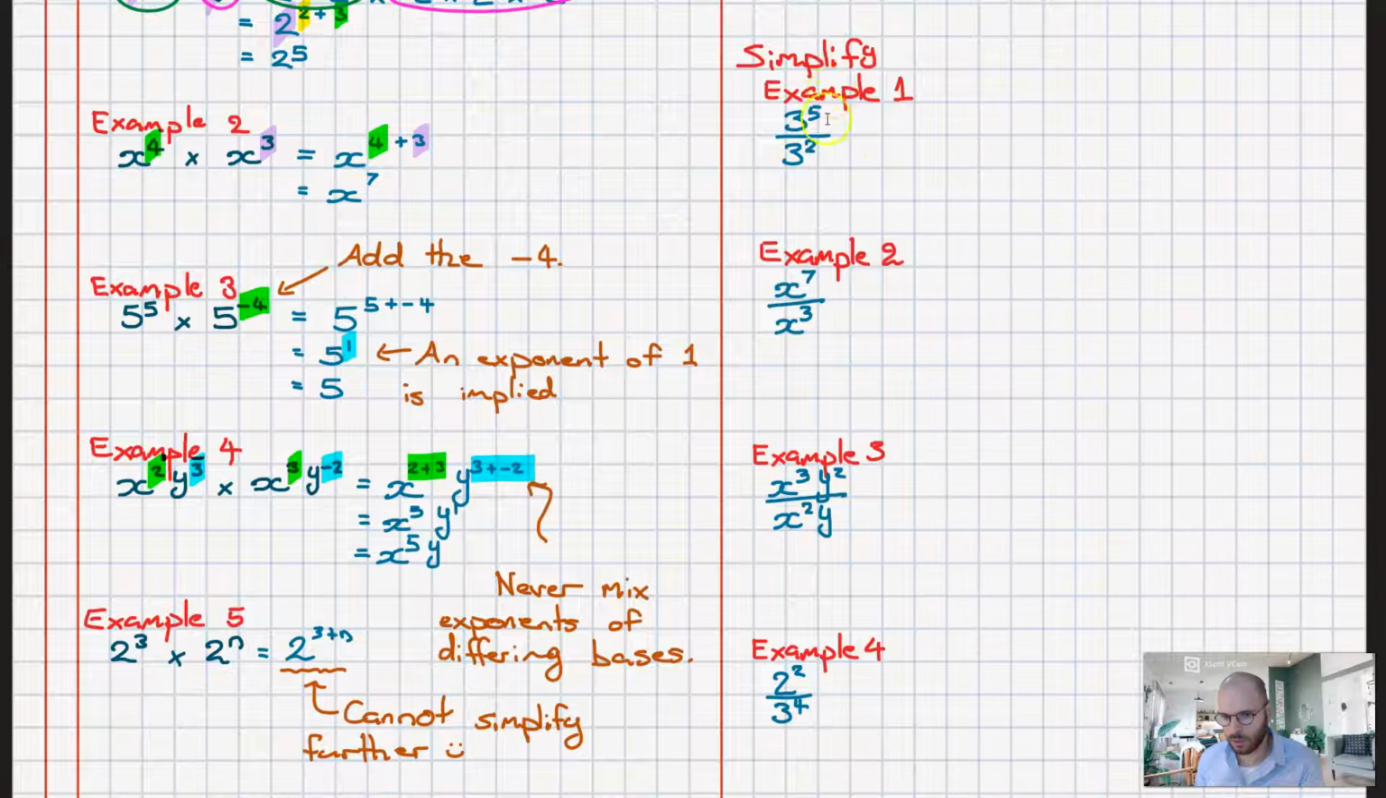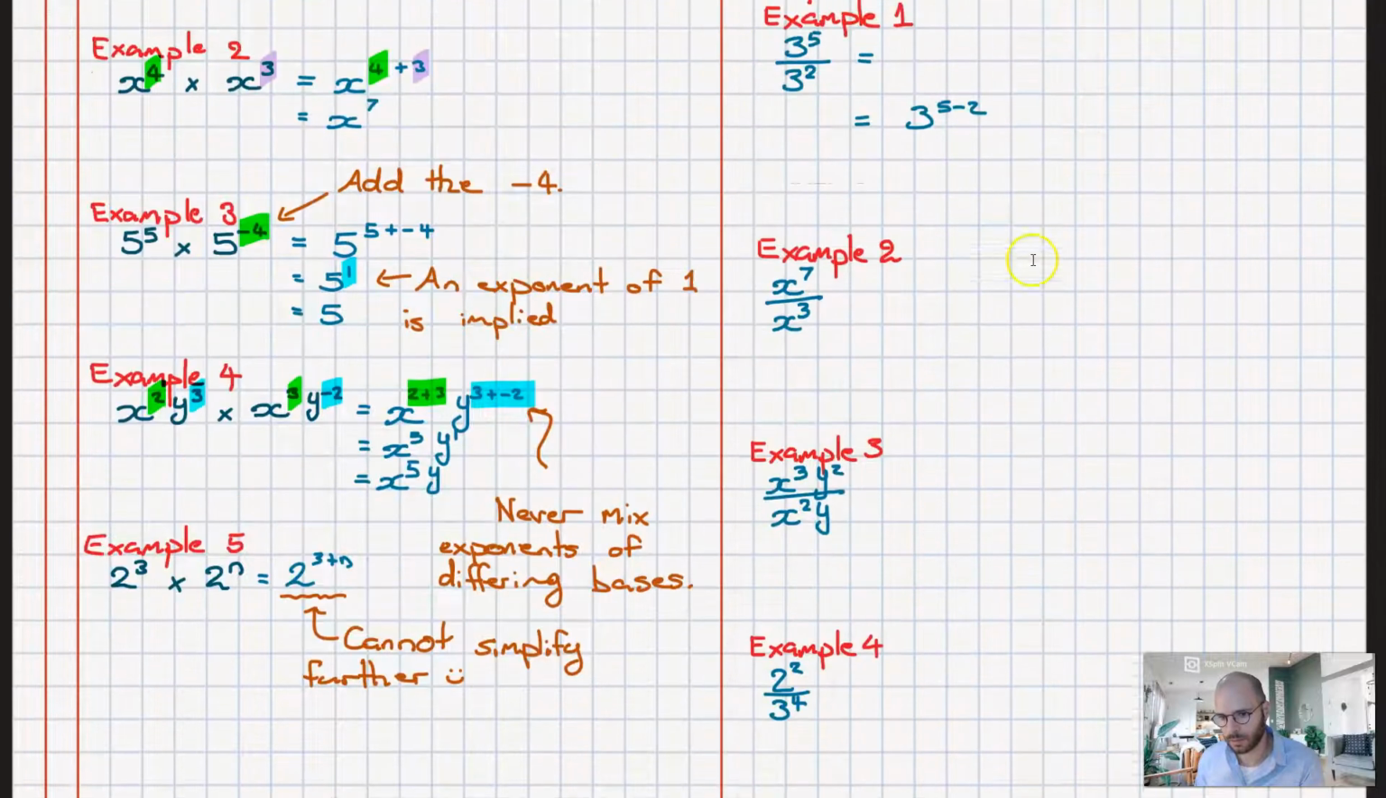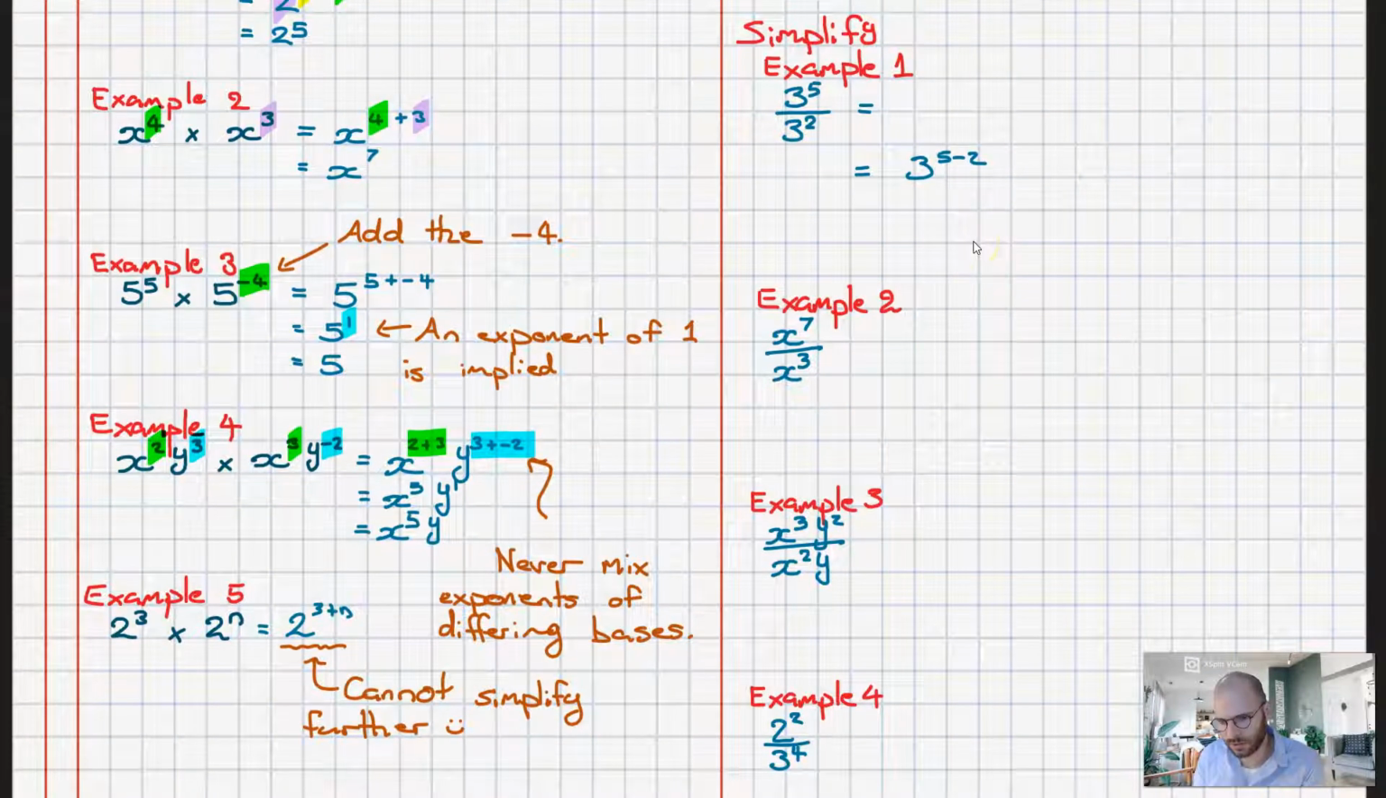In example 1 we have 3 to the power of 5 divided by 3 to the power of 2. We can use this rule to write it as 3 to the power of 5 minus 2, and this is going to simplify down to 3 to the power of 3.